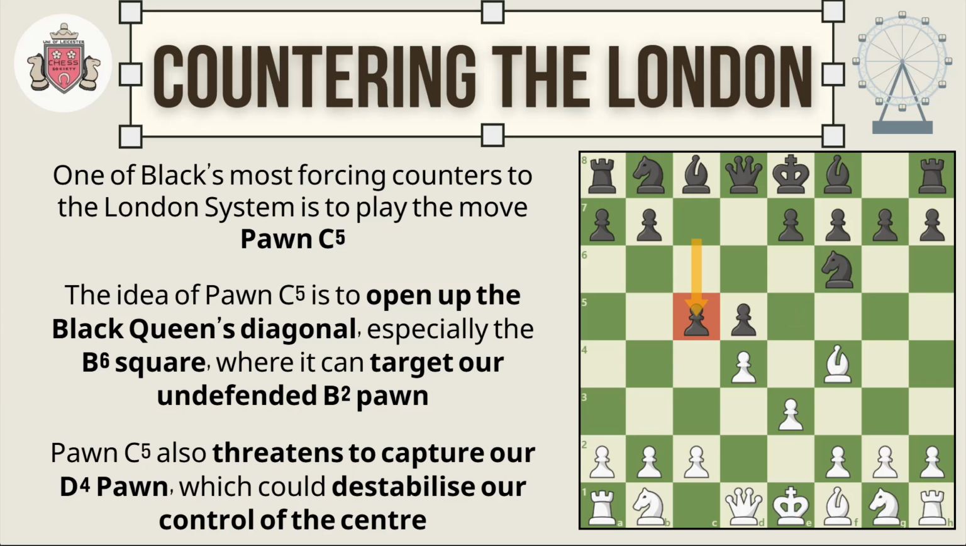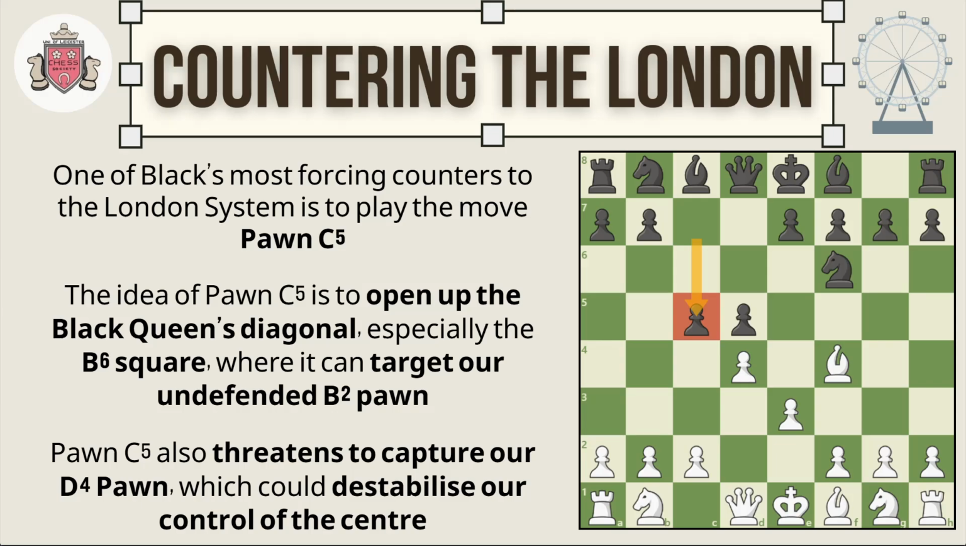Another thing about pawn c5 is that, remember I told you that every move that someone makes, different pieces become active. So moving this pawn makes this queen active as well, so it can see more of the board. Like I said here, the idea of pawn c5 is to open up black's queen's diagonal. So this is one of the ideas that black can have. They can try to create counterplay.